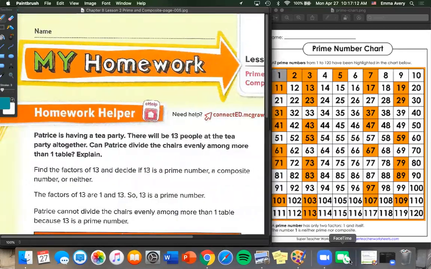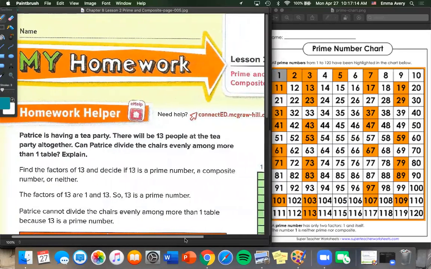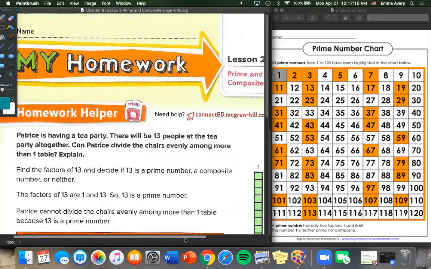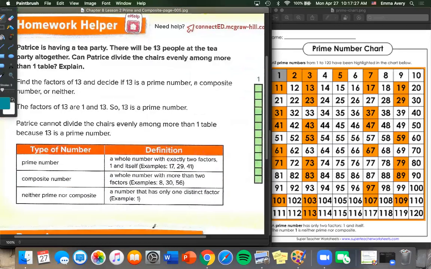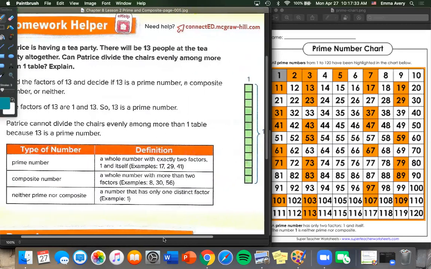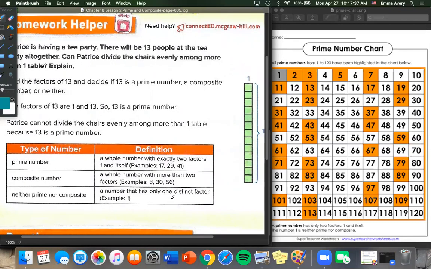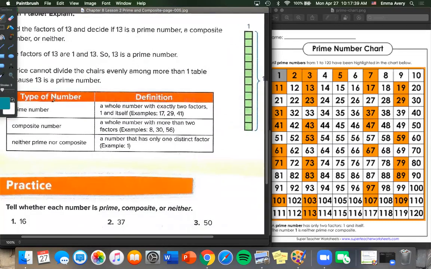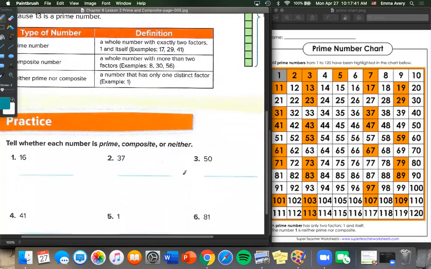All right, on to your homework. Patrice is having a tea party. There will be 13 people at the tea party altogether. Can Patrice divide the chairs evenly among more than one table? So this is the example they're giving us, and we can see that no, there's only one way to divide 13 evenly, and that's by 13. So there's only one way, and so it's a prime number. So they give you the definitions up here again, so let's look at our practice.